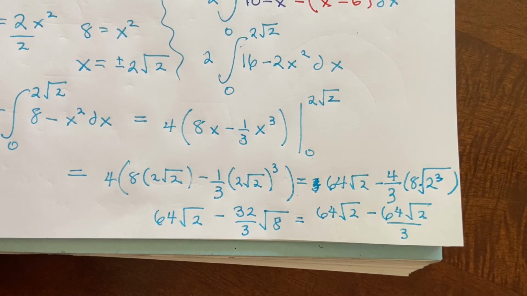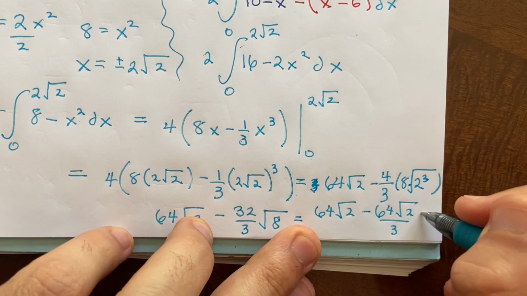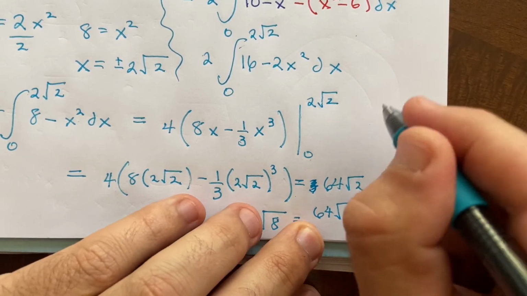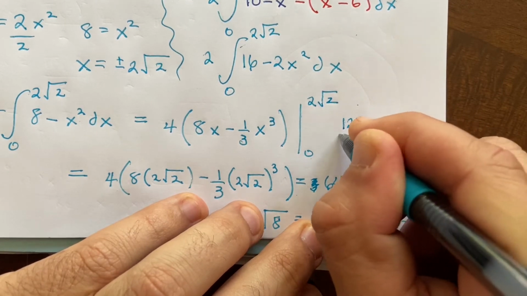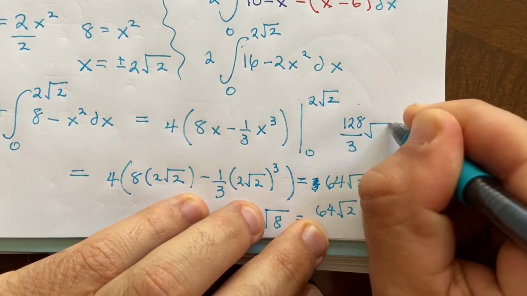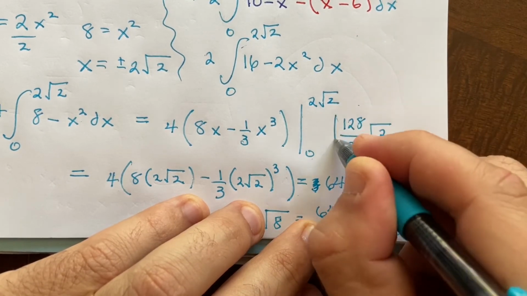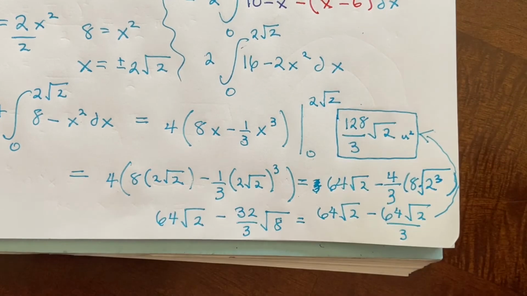So 64 times 2 and then divided by 3. All right, so in the end, I'll write it up here. So it goes from here to way up here. This is 128 over 3 times root 2 square units. That would be the exact form of this area.